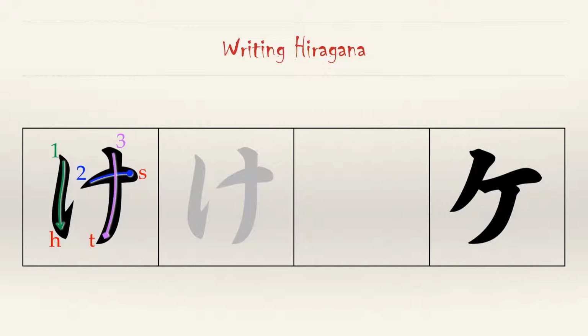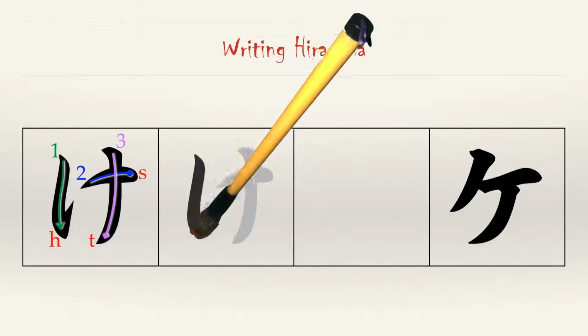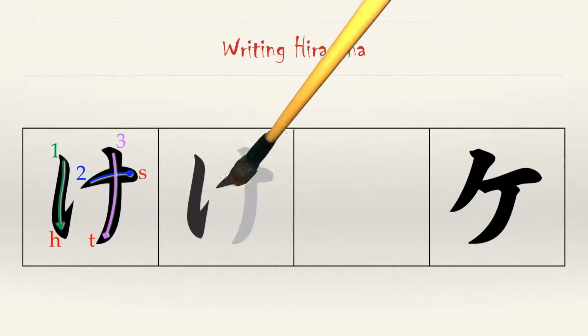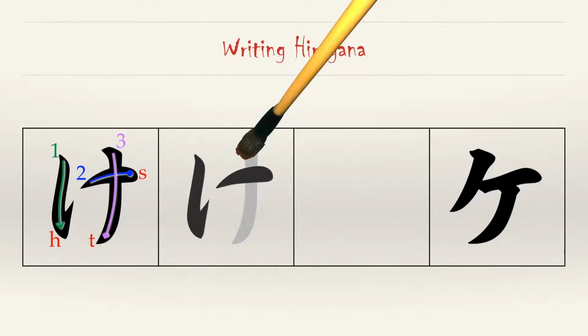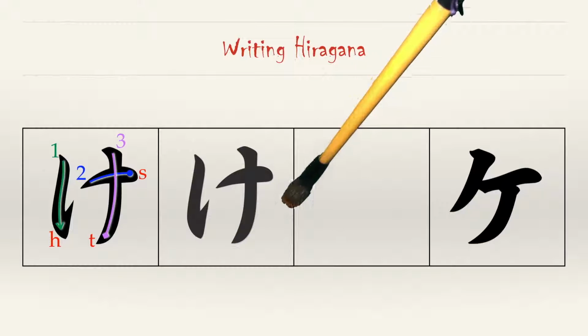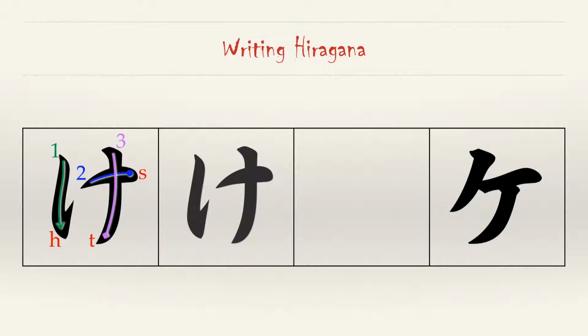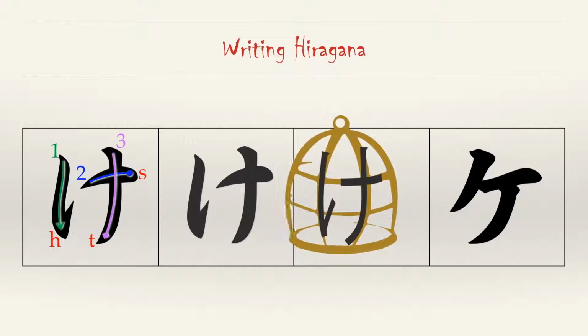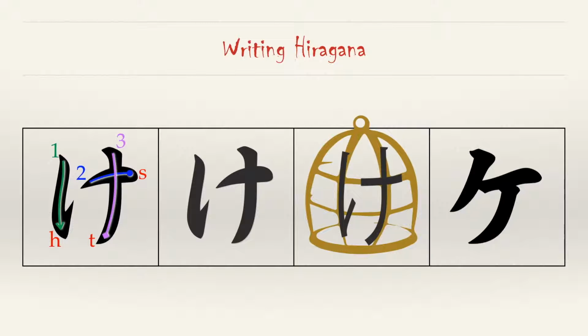Let's try it together. Stroke 1 is the stroke down the left and hook. Stroke 2 is a quick horizontal stroke. Stroke 3 is another long vertical stroke that ends in a tail. Ke. A kedged bird never sings. Wait, this bird got out of its kedge. It must be singing like crazy.